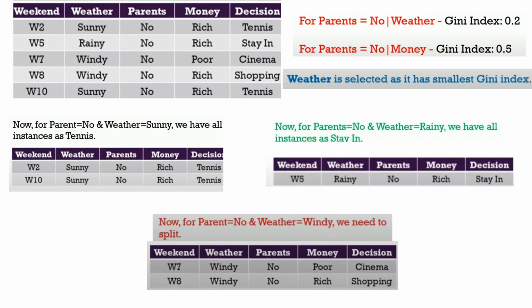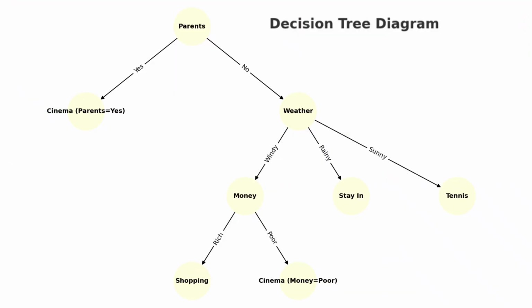So if we choose weather, for rainy, only one rainy is possible, so the outcome is stay in. So rainy we declare as stay in. Next for sunny, the outcome is tennis for both. So here also we declare the outcome as tennis. Next for windy, we have 2 options: one is cinema, another one is shopping. So here, with the help of the next attribute, we can take a decision.